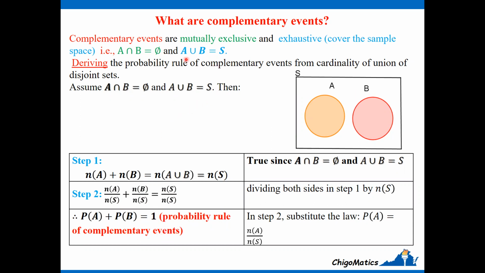Knowing as you do that complementary events are mutually exclusive and exhaustive, that means they don't have an intersection. The union of those events coincides with the sample space. Once that happens, then we know the probability of A plus the probability of B should give us 1.